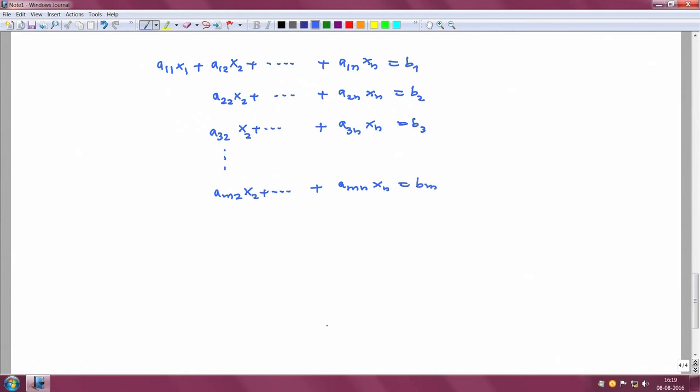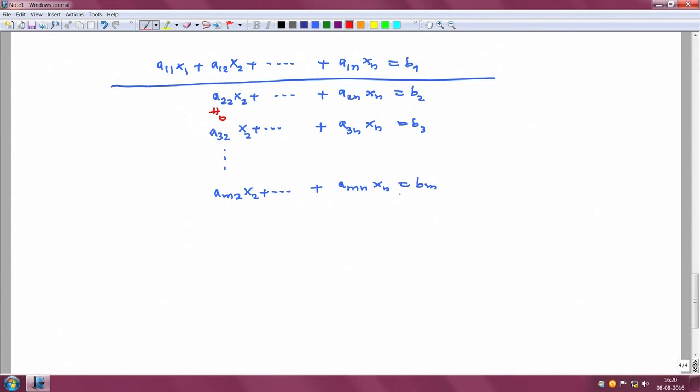This will be our new system now, and this is equivalent to the first one. Equivalent means they have the same solution space. Now I do the same thing. I don't do anything with equation 1 and look at the remaining system. It is a system in x2 to xn, and I again repeat this. Repeat means I will rename and assume that this coefficient is non-zero. If this is 0, I go to the next one and so on.